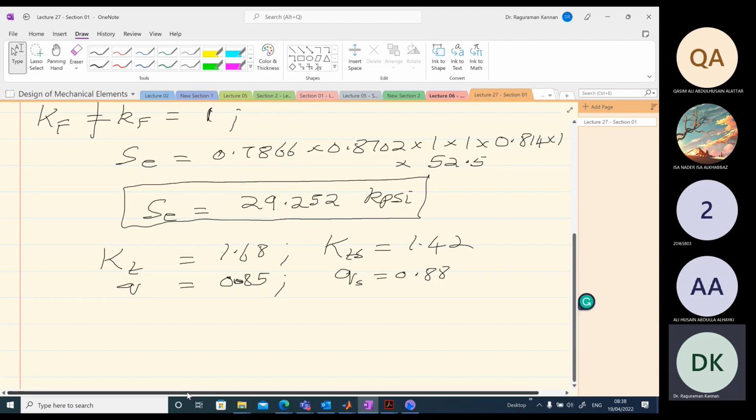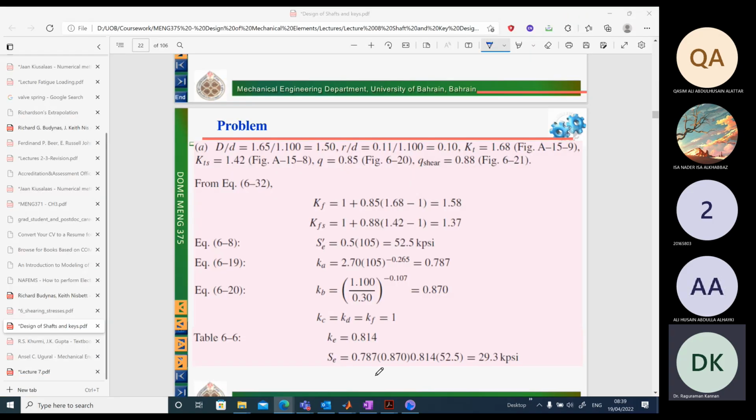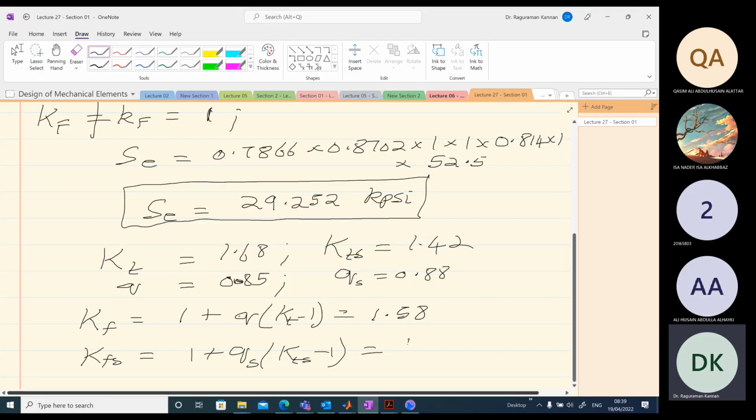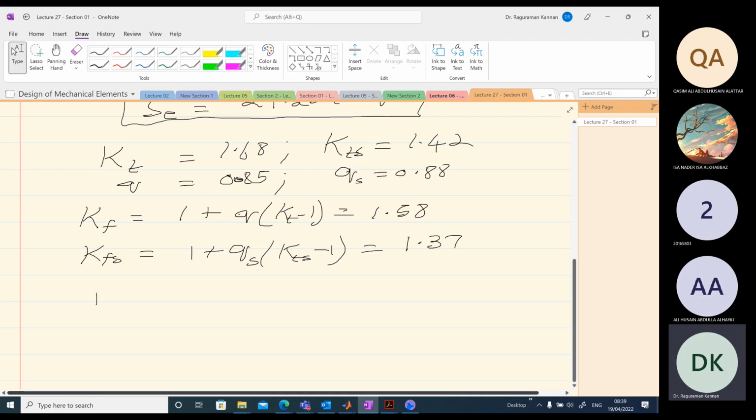Okay. Now your fatigue stress concentration factor is going to be 1 plus q times Kt minus 1, and using that formula you can evaluate these values. Just substitute and you will get it. Kfs is 1 plus qs times Kts minus 1. And again, calculated value is given as 1.37. Now we are ready to apply the formulas after calculating all these quantities.